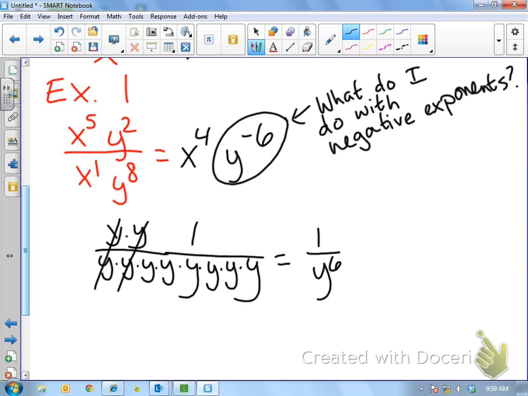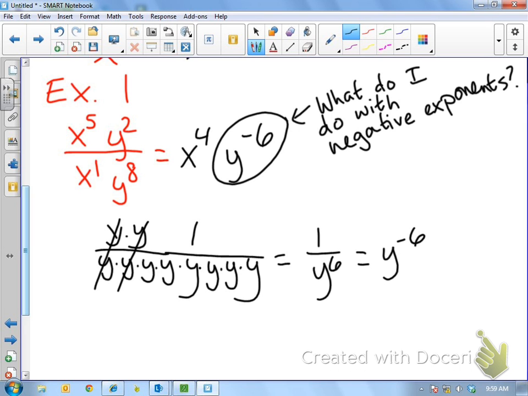So we know using the rule we came up with and using the old school way, these two things should match each other. 1 over y to the 6th should match y to the negative 6th. Those are the same. We found them 2 different ways, but we know the answer should match.